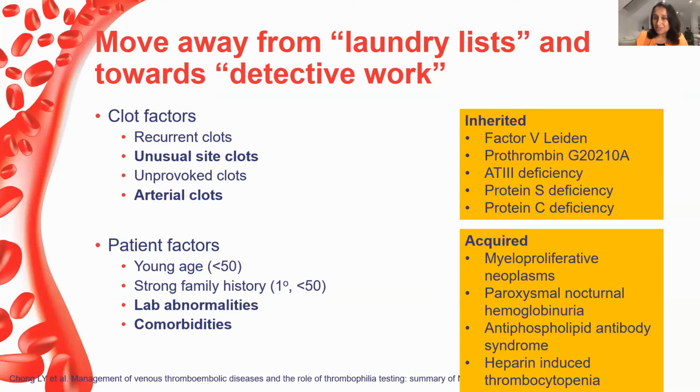Now, some factors like recurrent clots, a young age, strong family history, are going to lead you to consider inherited thrombophilias. Meanwhile, other things like lab abnormalities, comorbidities, might lead you to think about those acquired thrombophilias. But either way, just like we do in all areas of medicine, remember to generate a pre-test probability, come up with some theories about what's going on before you draw any advanced blood work.